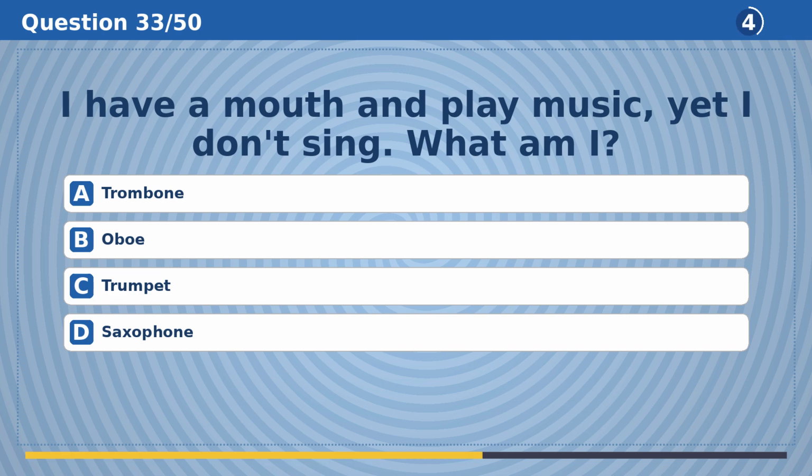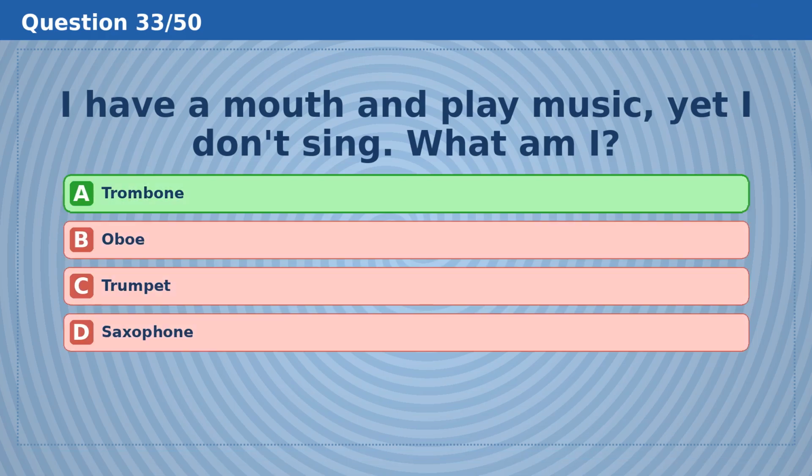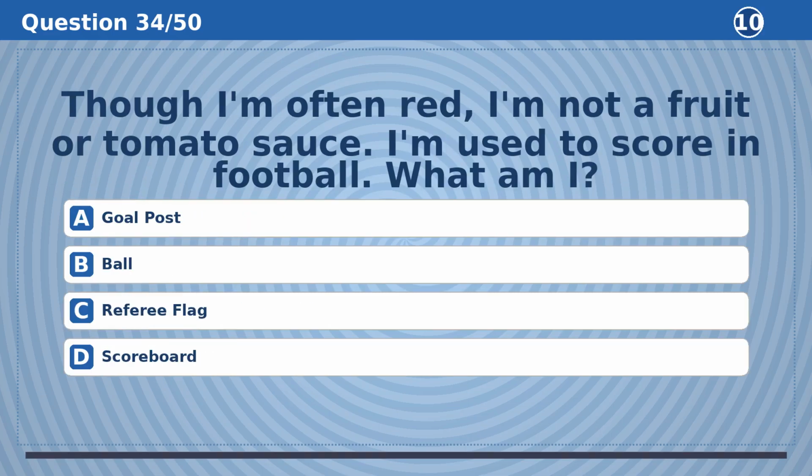I have a mouth and play music, yet I don't sing. What am I? The answer is A, trombone.